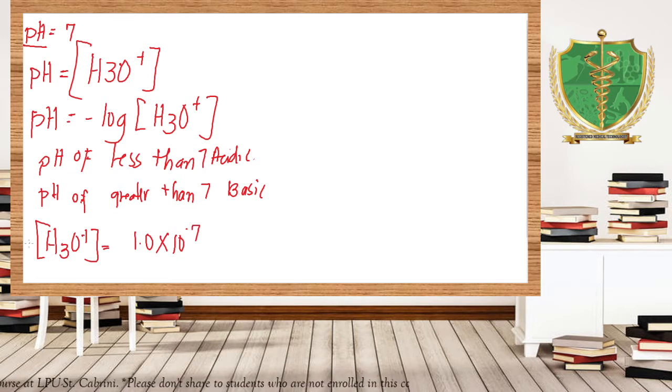Therefore, if we are going to get the negative logarithm of 1.0 times 10 raised to negative 7 to get the pH of water, then it will give us 7. So why are we going to get the negative logarithm of the hydronium ion? Because that is actually the measure of our pH.